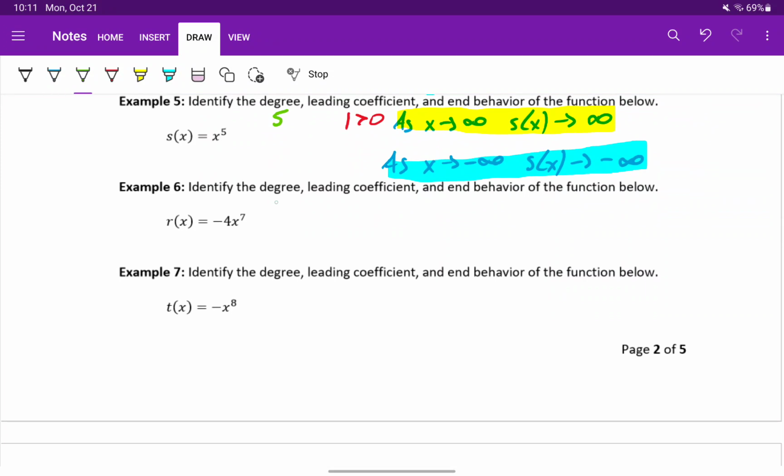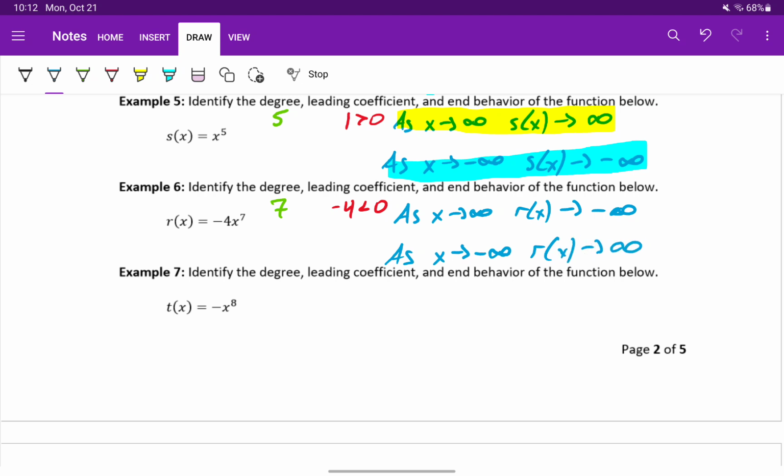In example 6, we have a 7th degree polynomial, so still odd, meaning the behaviors are going to be opposite of each other. The leading coefficient is -4, which is less than 0. That means that behavior that we saw in example 5 is just going to be switched. So now, as x approaches infinity, r of x will be approaching negative infinity, and as x approaches negative infinity, r of x will be approaching positive infinity.